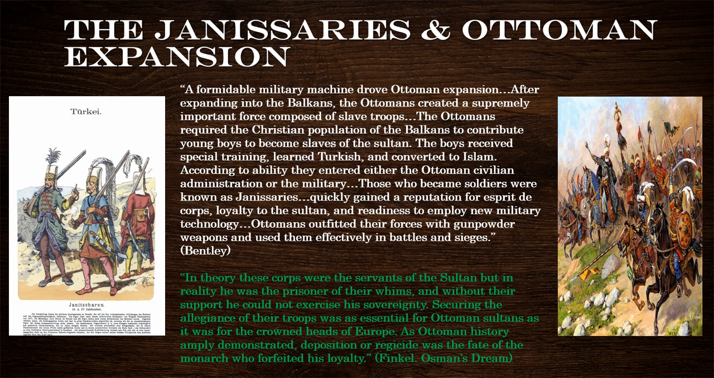Deposition means some sultans were deposed, taken out of office, and some were killed. Regicide means the killing of a king. So the Janissaries were a potent weapon in the military arsenal of the Ottoman Empire, and the key to their success overall. And the sultans knew it.